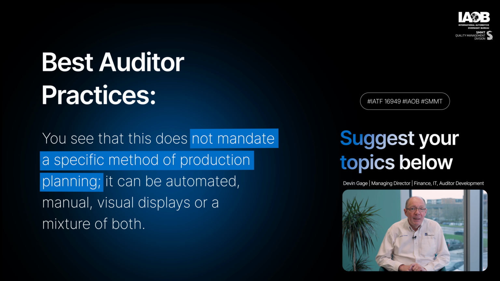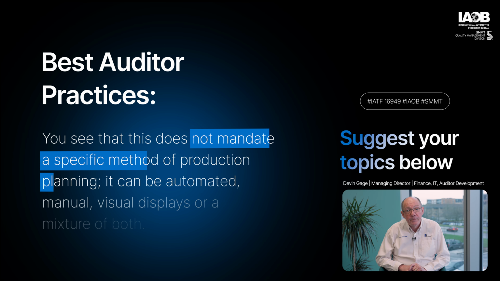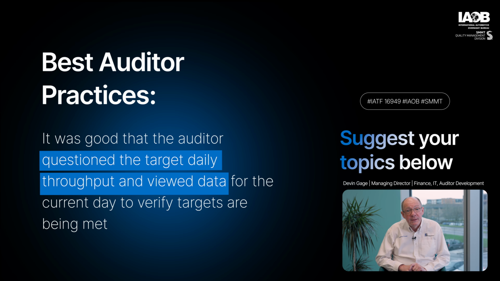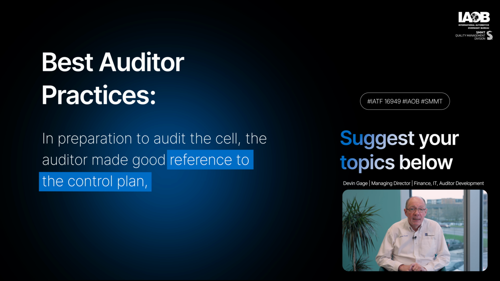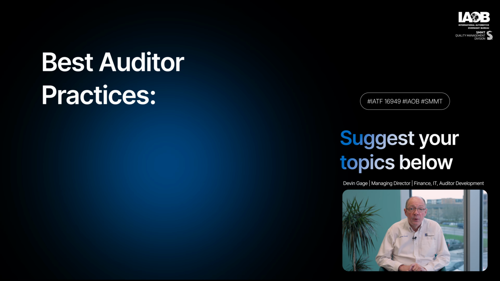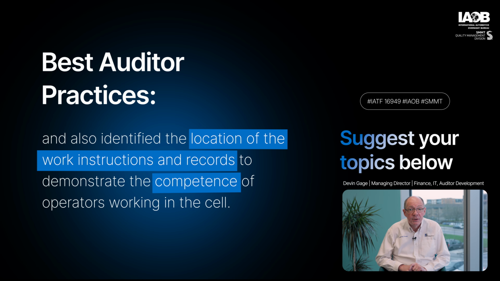You see that this does not mandate a specific method of production planning. It can be automated, manual, visual displays, or a mixture of both. It was good that the auditor questioned the target daily throughput and viewed data for the current day to verify targets are being met. He also started to check back data from previous days to see if any shortfalls in performance had been noted. In preparation to audit the cell, the auditor made good reference to the control plan and also identified the location of the work instructions and records to demonstrate the competencies of operators working in the cell.